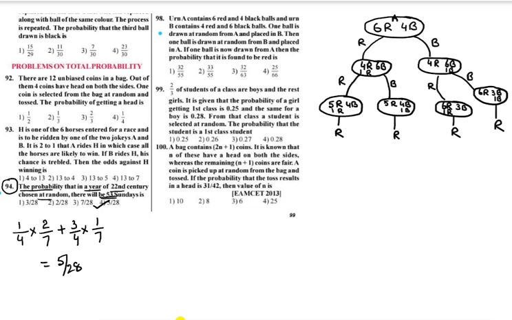Hi students, observe this particular question. A bag contains 6 red balls and 4 black balls. Yes, this is the bag that contains 6 red balls and 4 black balls. The second bag contains 4 red and 6 black balls. This is the second bag, bag B, which contains 4 red balls and 6 black balls.